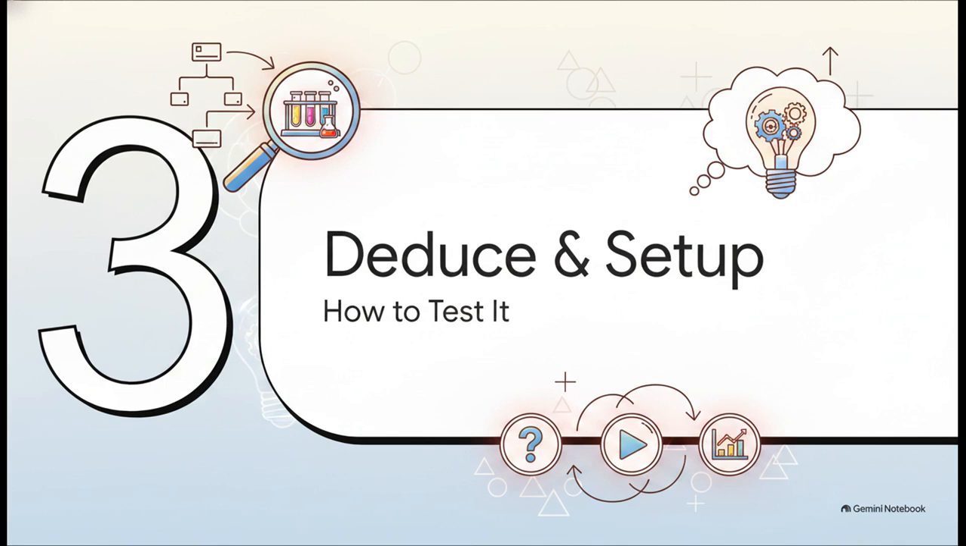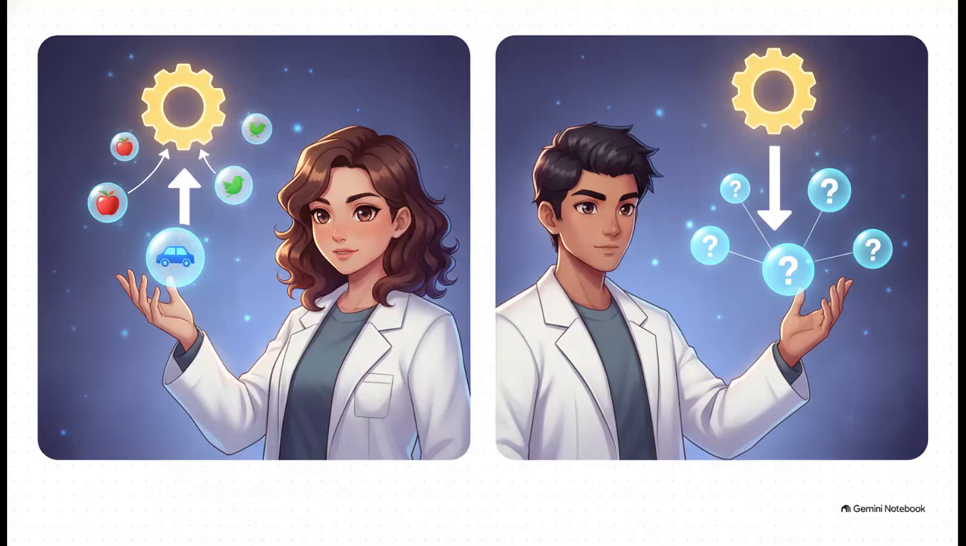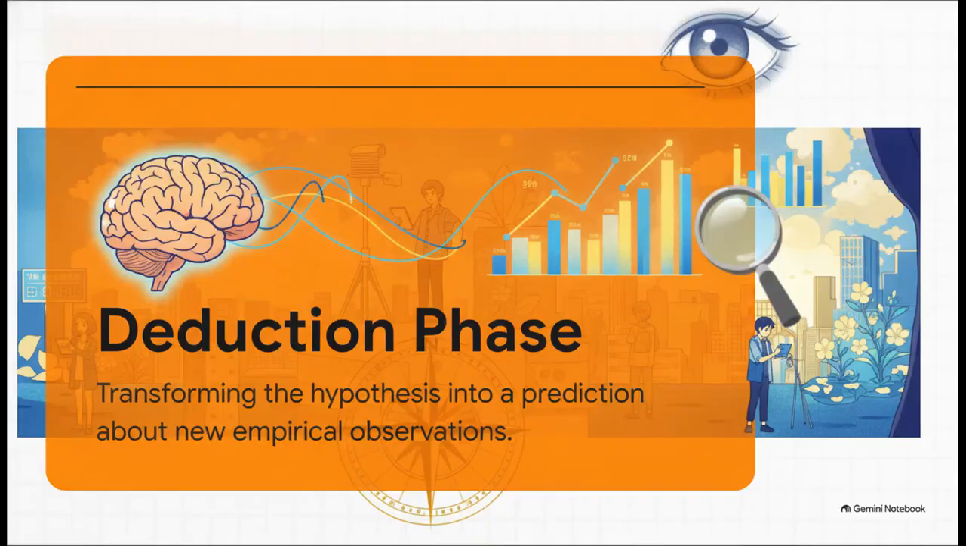Section 3, Deduction and the Setup. And this brilliantly illustrates the difference between these two concepts. While induction took us from a few specific instances up to a broad general rule, deduction completely flips the script. With deduction, we deduce that our general rule should hold up when applied to brand new, entirely untested specific instances. So in the deduction phase, deductive reasoning transforms our broad hypothesis into a really explicit expectation or prediction about new empirical observations. We basically need a concrete prediction that we can actually go out into the real world and measure.